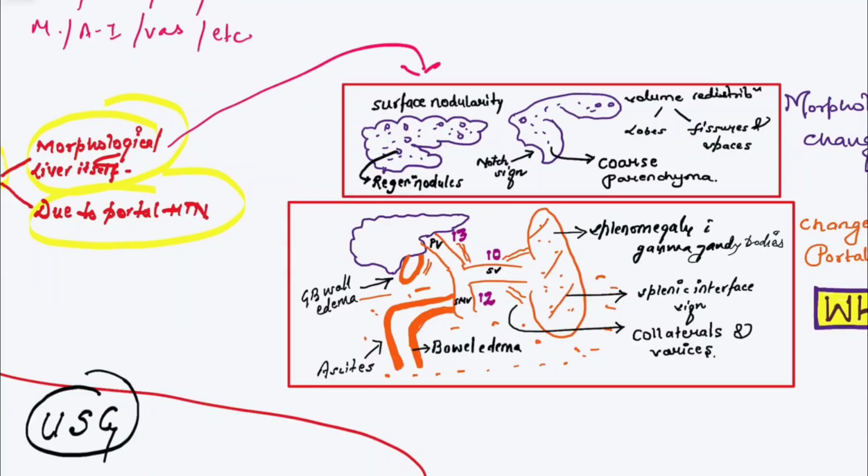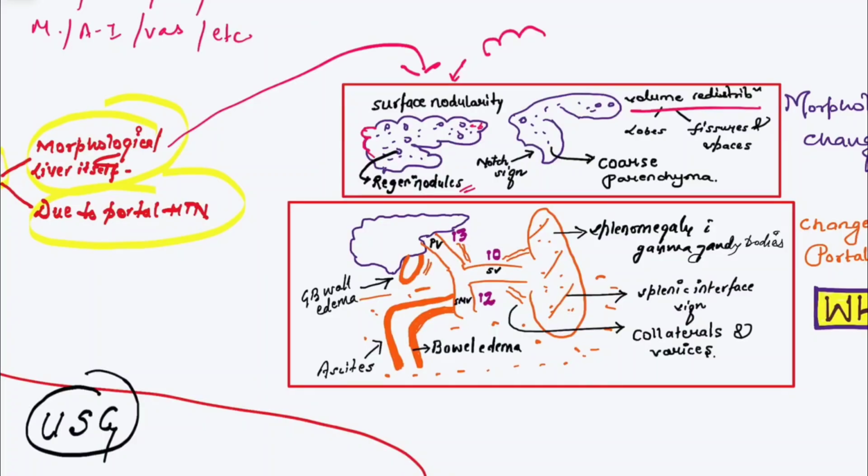Okay, so there is this surface nodularity. See, the surface of the liver is nodular. The liver parenchyma becomes very coarse, heterogeneous. There are multiple regenerative nodules. As I have already told, fibrosis plus regeneration go on at the same time, so there are multiple regenerative nodules.